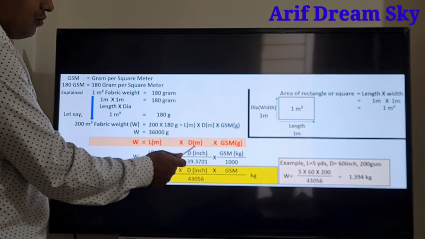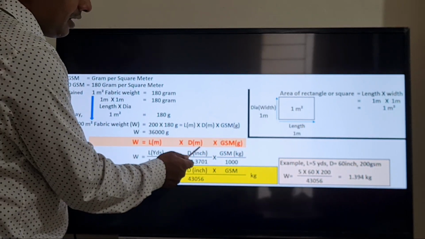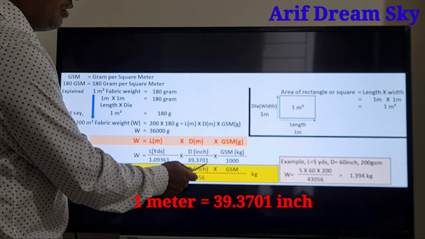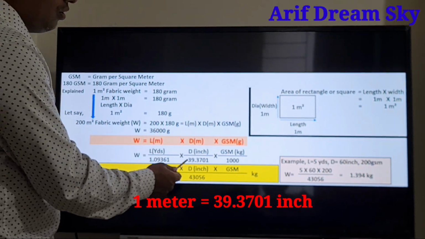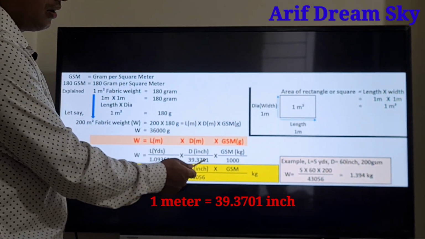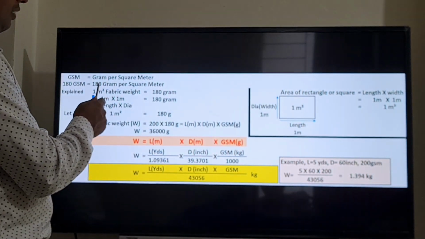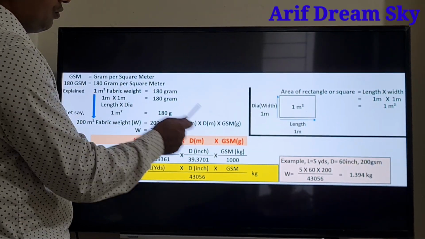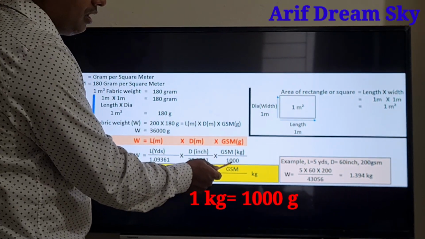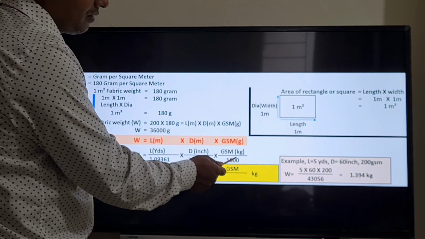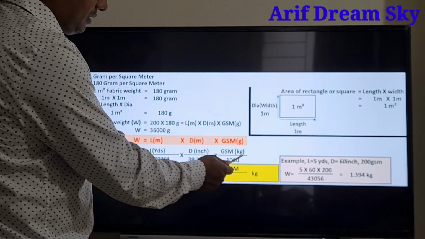So if you want to convert this meter unit into inch, we just have to divide it by 39.3701, because we know 1 meter equals 39.3701 inches. Then there is the GSM. We know that in GSM the weight is in grams, so we want to convert this by dividing by 1000. That means we will get it in kg.